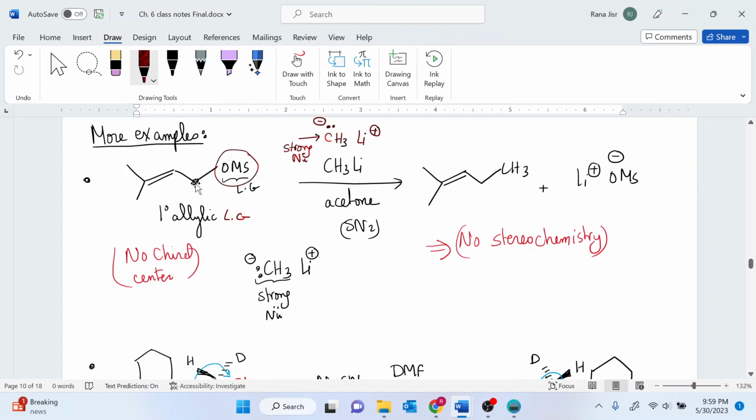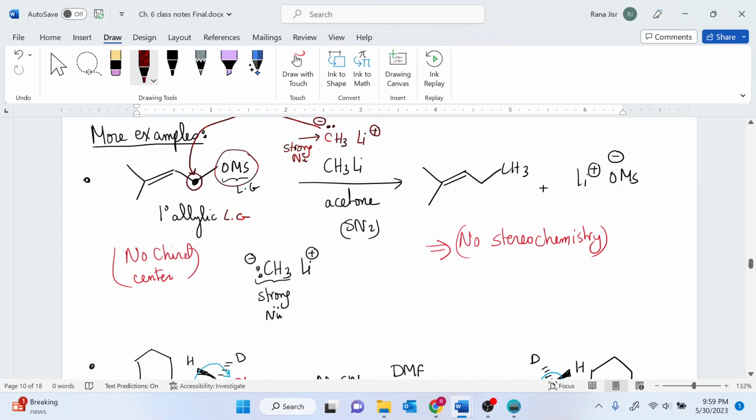I don't have a chiral center, so I don't care about stereochemistry of the reaction. All I care about is to show that my nucleophile here is going to come and attack the carbon. Since this is not a chiral center, I don't need to show that my nucleophile is attacking from behind the OMs or from the opposite plane of the OMs. It doesn't matter because this is not a chiral center.